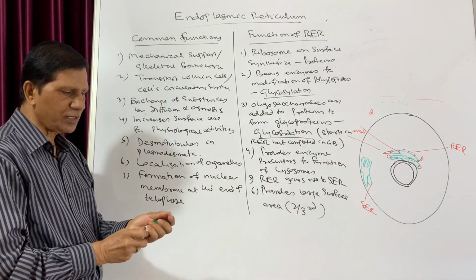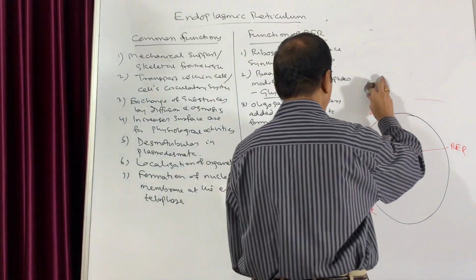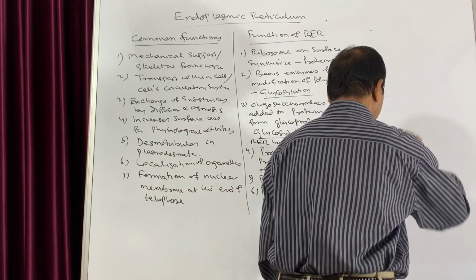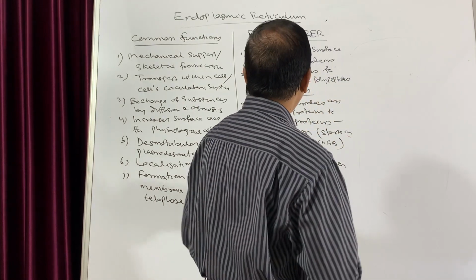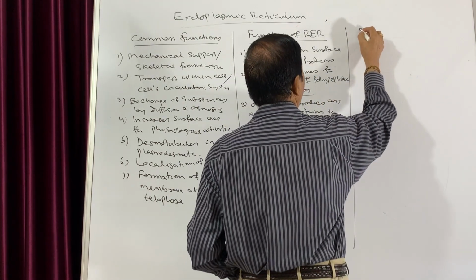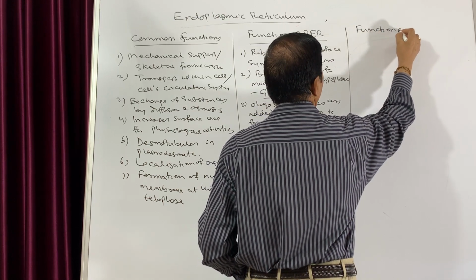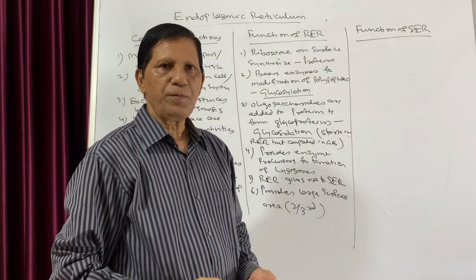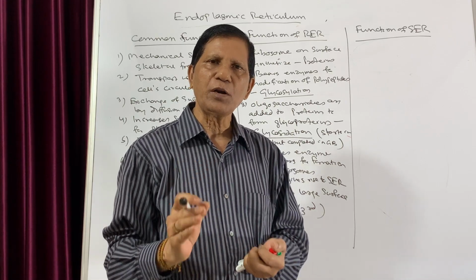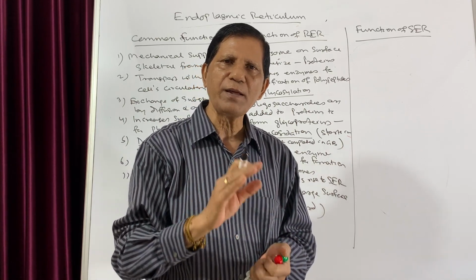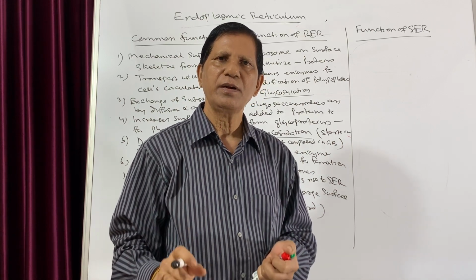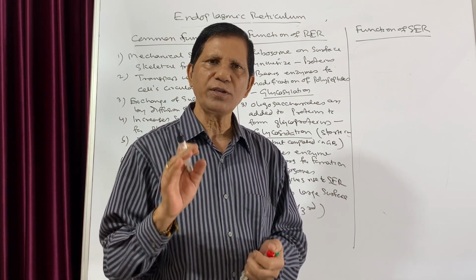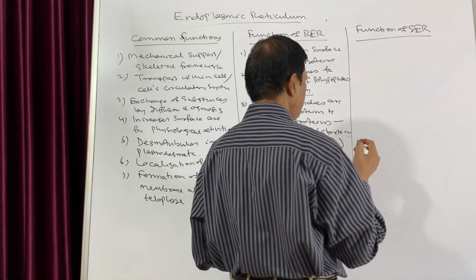Now let us discuss the functions of smooth endoplasmic reticulum. It is very important because the smooth endoplasmic reticulum is responsible for synthesis of all types of lipids, maybe phospholipids, or cholesterol, or steroids, or all types of sex hormones. All these are formed in the smooth endoplasmic reticulum. So that is the most important point.